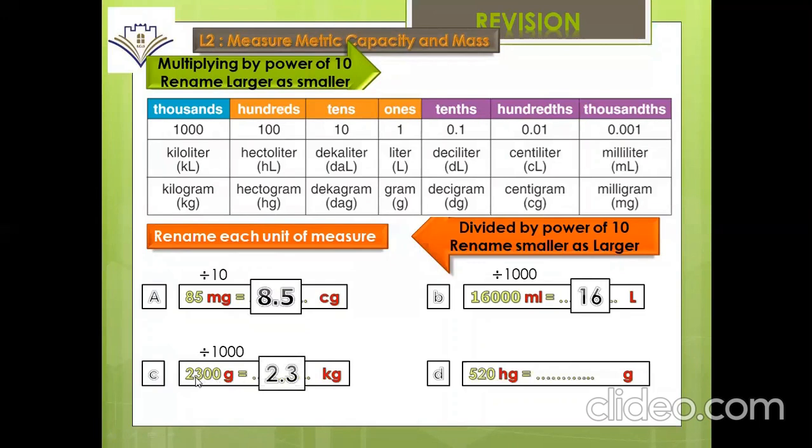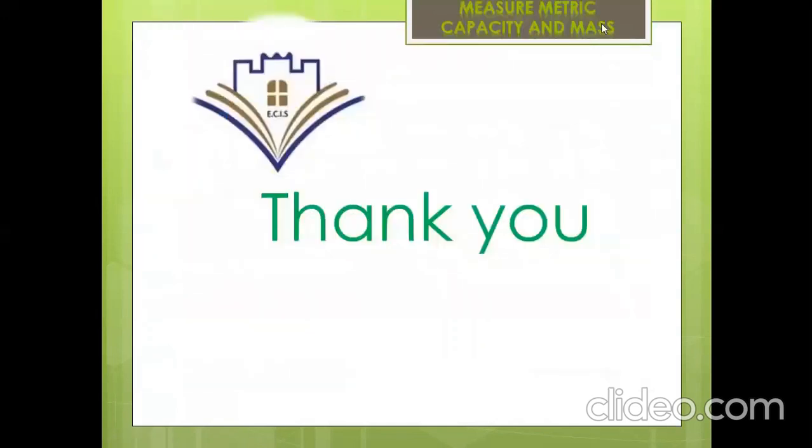Okay, letter D. 520 hectogram equal dots gram. Which one is bigger? Is it from larger to smaller? From larger to smaller. Then divide or multiply? Multiply. 1, 2. How many? Multiply 10, meaning multiply by 100. Yes, 520 multiplied by 100. How many zeros put down? 2 zeros. And 52 times 1 equals 52. Then the answer is 52,000. Okay, thank you, my students.